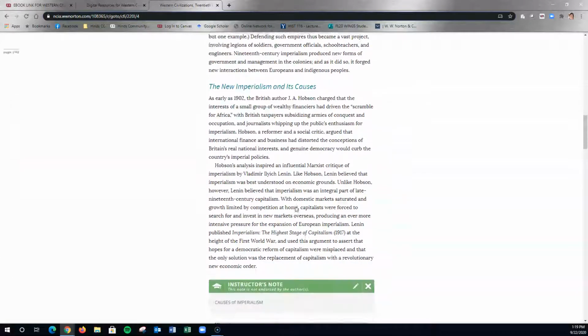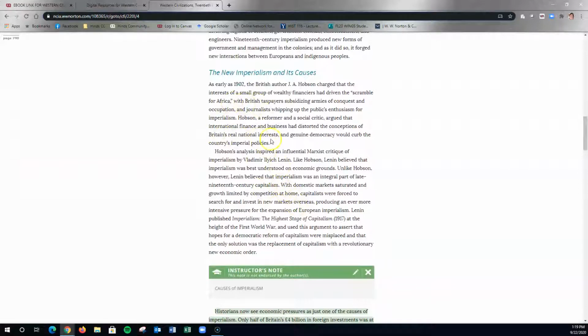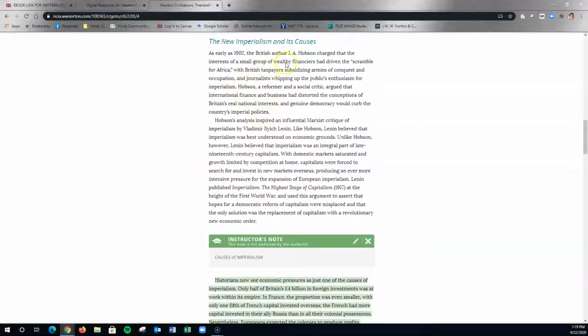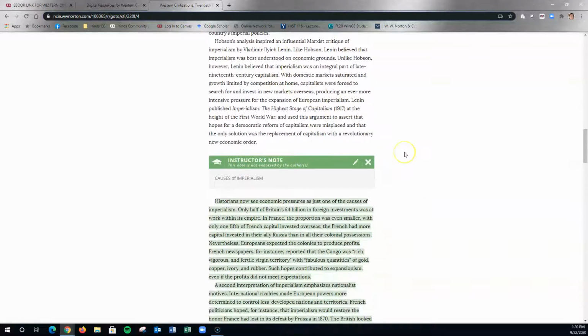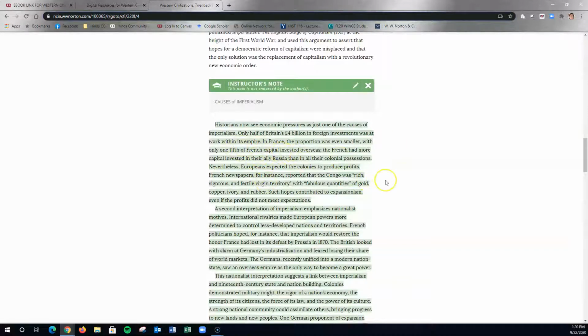One of the first things you have to delve into here is this new imperialism and its causes. At the beginning, you talk about a couple of different people, J. Hobson from England and Vladimir Lenin, who of course will go on later to become the leader of the Soviet Union once the Bolshevik Revolution takes place in Russia. They have different opinions about what imperialism is, but historians talk about what caused this wave of imperialism. There are a couple of different ideas here, and you need to read through those.